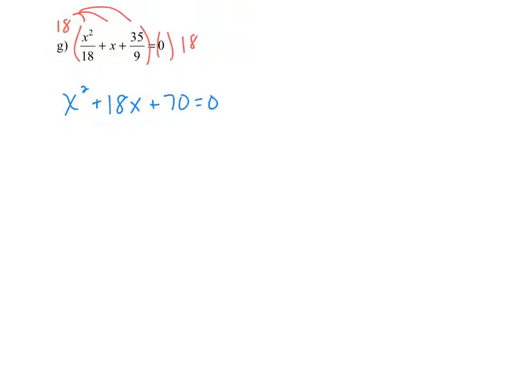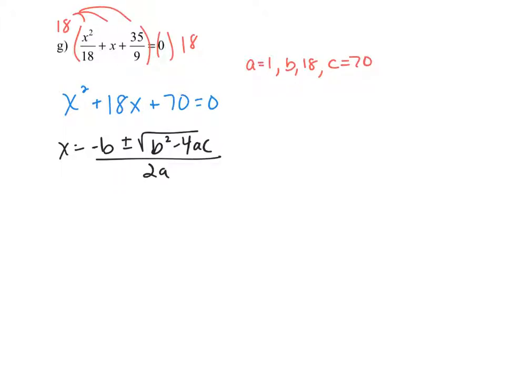So now we have a quadratic equation where we can use the coefficients where a is equal to 1, b is equal to 18, and c is equal to 70. And remember the quadratic formula, x equals the opposite of b plus or minus the square root of b squared minus 4ac all over 2a.